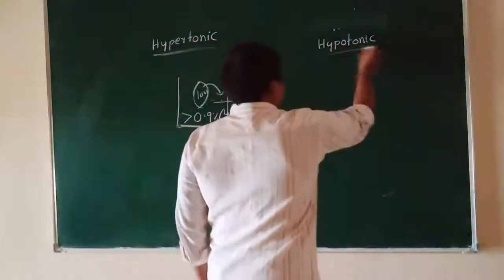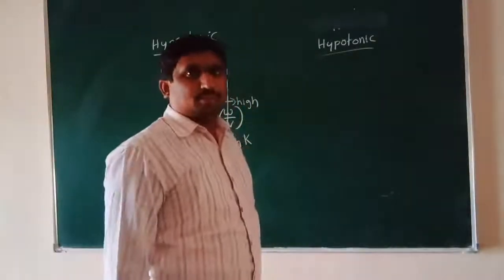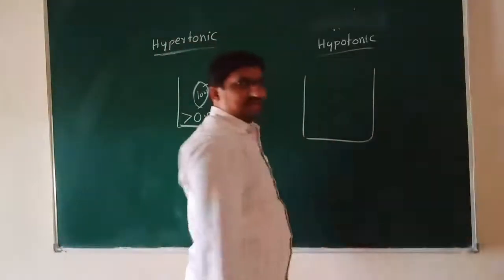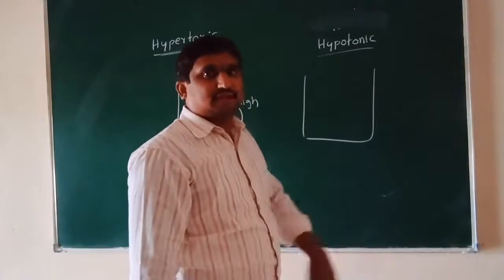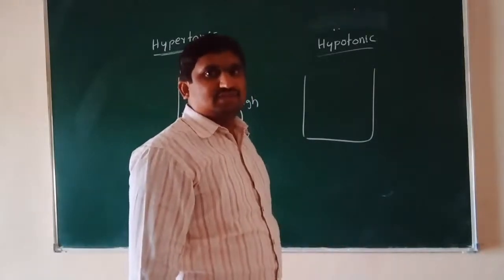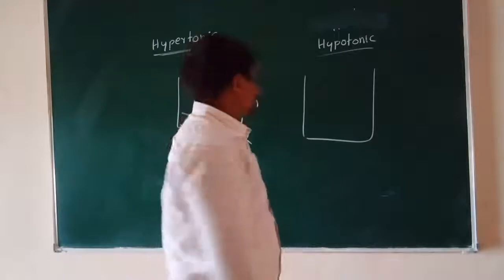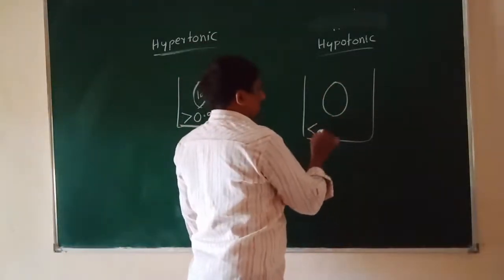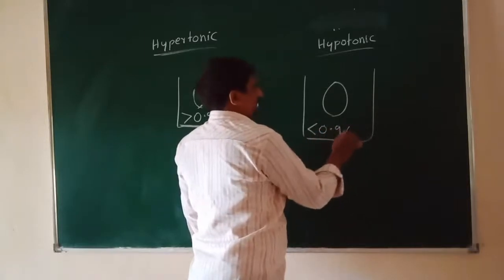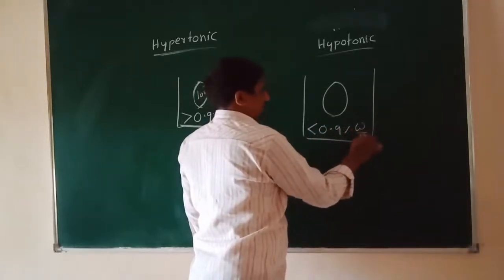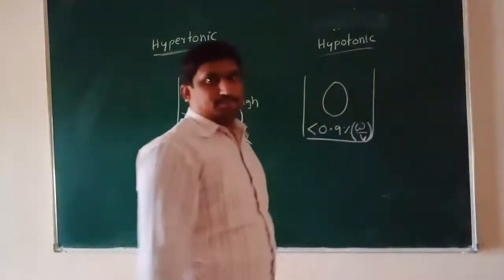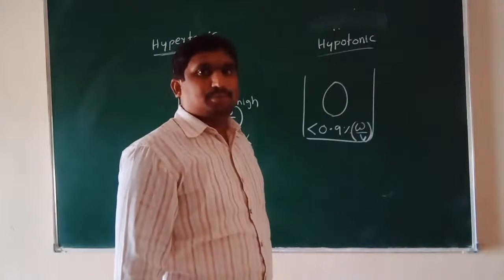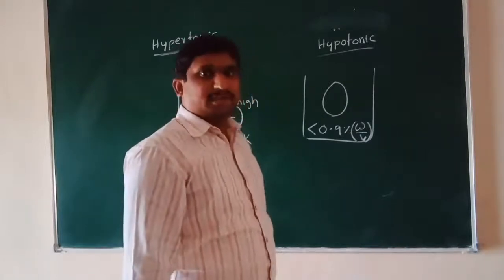Next, hypotonic solution. The solution which has less osmotic pressure than another solution at a given temperature is called a hypotonic solution. A blood cell kept in salt solution having concentration less than 0.9% W by V is kept in a hypotonic solution.